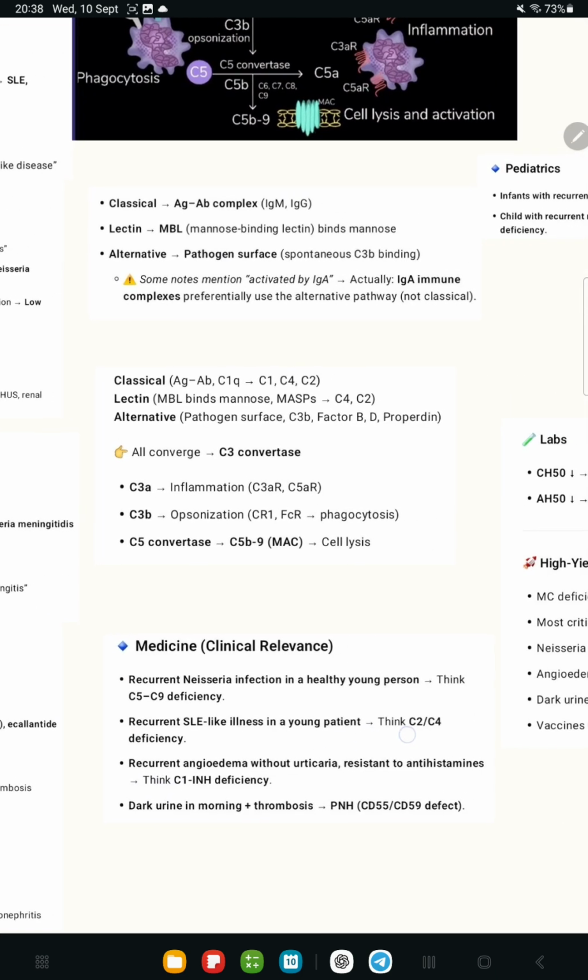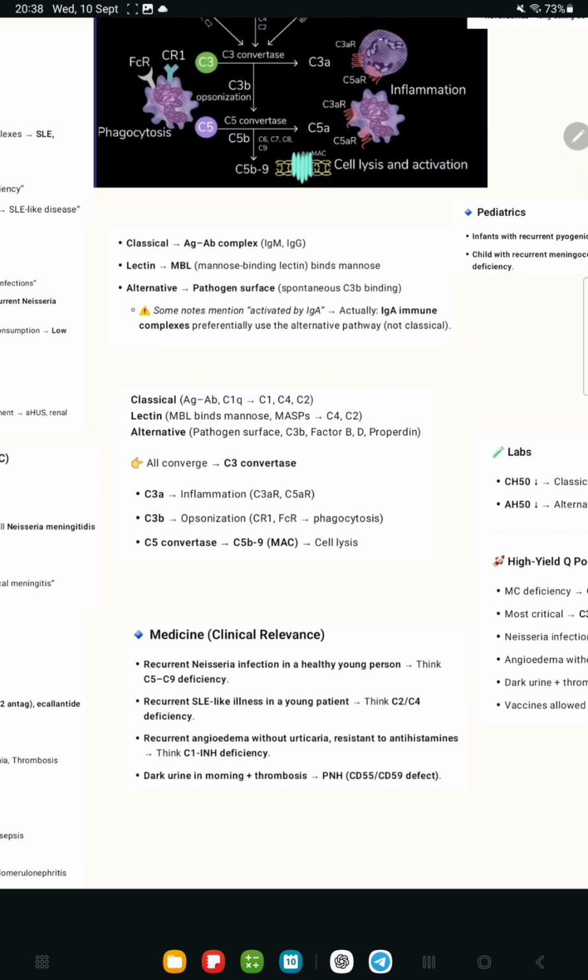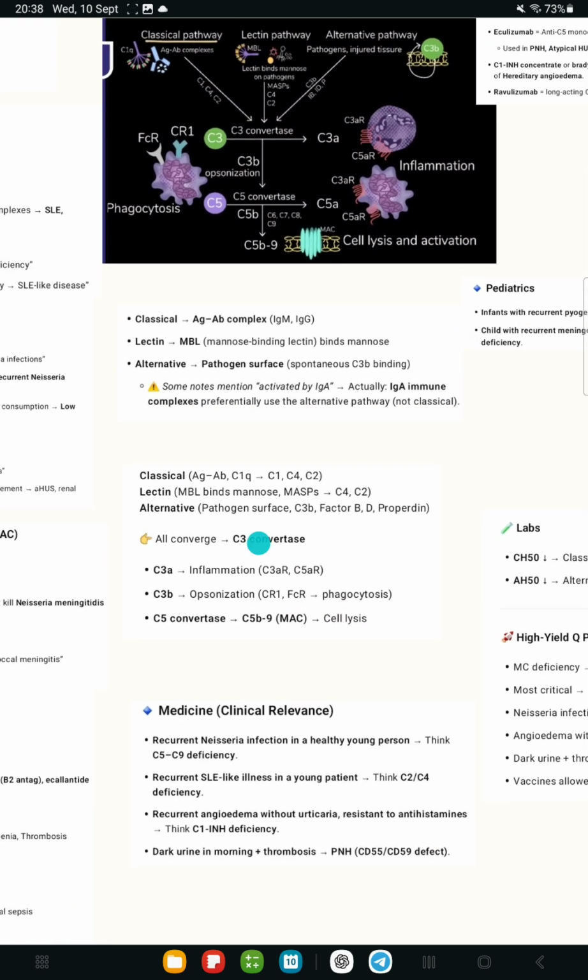Okay, this is the same as what we have discussed in this flow chart. One thing we have to remember is that everything is converted into C3 convertase, and C3a is responsible for inflammation. C3b is responsible for opsonization, and the C5 convertase, converting into C5b9, is responsible for cell lysis.